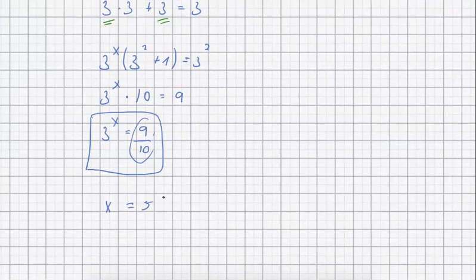Now let's do the one from the test. Okay, the one from the test is this one. Now it's a combination of a few rules together. So 3^(x+1) minus 3^(-x) equals 24.